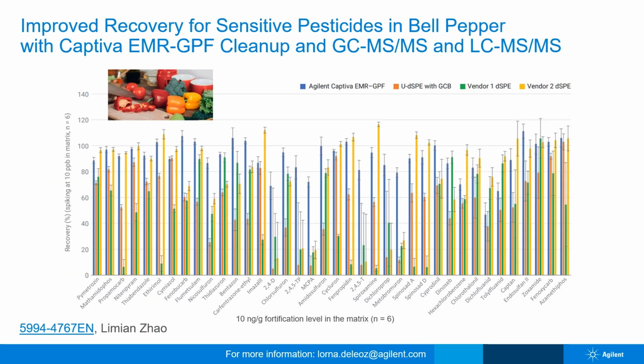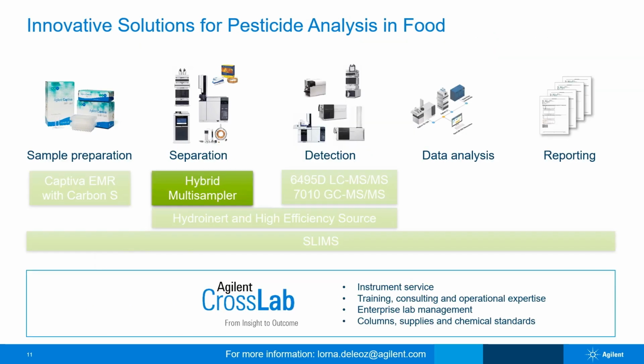Planar or acidic pesticides could be lost during sample cleanup due to sorbent interaction. We looked at the recovery of these sensitive pesticides in bell pepper using different cleanup methods. The Captiva EMR GPF in blue provided significant improvement to the recovery of these sensitive pesticides compared to the dispersive SPE methods. We tested the Captiva EMR in many other food matrices, so please feel free to reach out if you have questions. Now I want to shift gears and talk about another cool innovation, the hybrid multisampler.